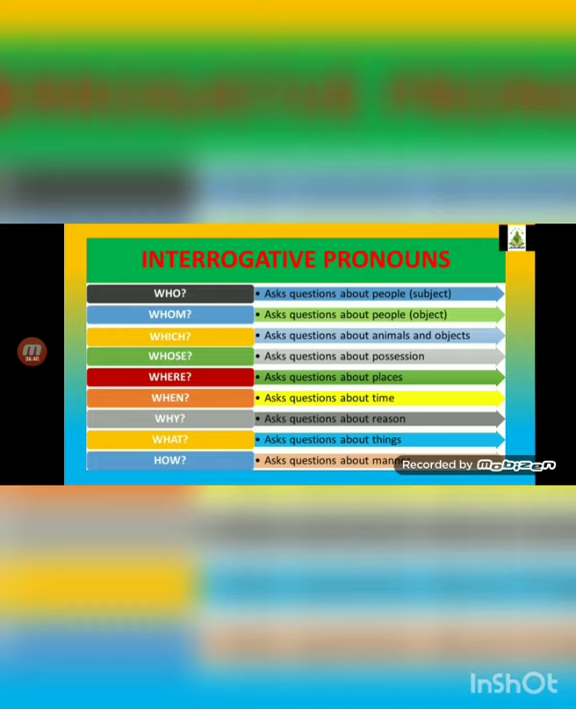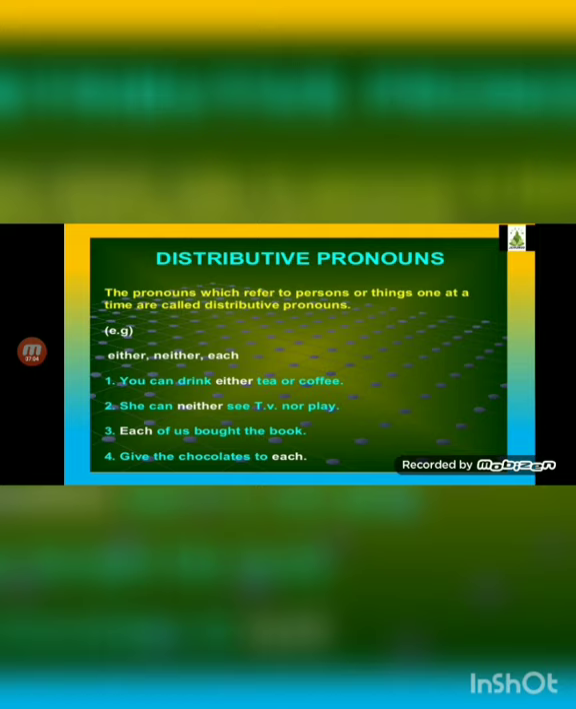So children, now I'll give you some examples. Who is the culprit? Whom should I ask? Whose is this bag? Which is your car? What does he do? So these are some of the examples. In the PDF, you can see more examples. Now let's get on to the next kind of pronoun, that is the distributive pronoun. Let us understand what exactly the distributive pronouns are.